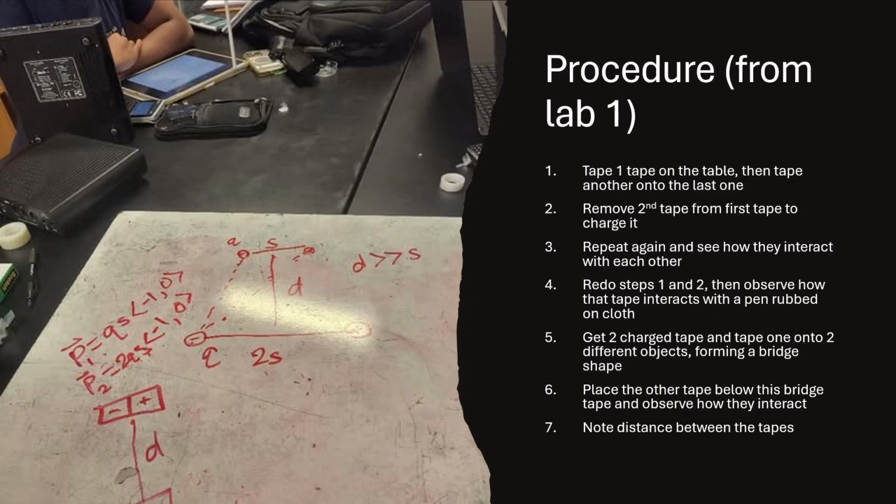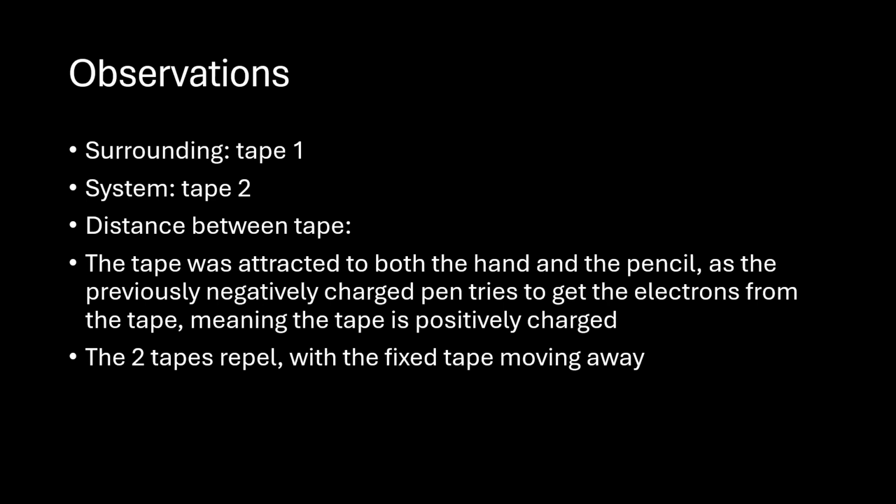So here's what we're going to do in the experiment. First, tape one tape on the table, then tape another one onto the last one. Remove the second tape from the first tape to charge it. Repeat again and see how they interact with each other. Redo steps 1 and 2 a lot. Then observe how that tape interacts with the pen rubbed on the cloth to negatively charge it, of course. Get two charged tapes and tape one onto two different objects. Form your bridge. Place the other tape below this bridge and observe how they interact, and then note the distance.